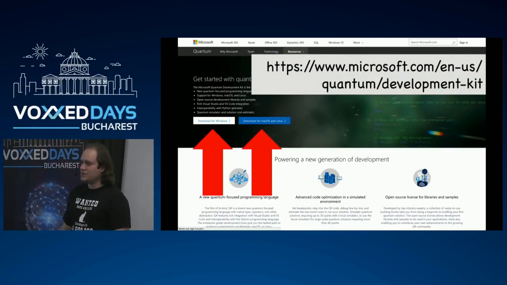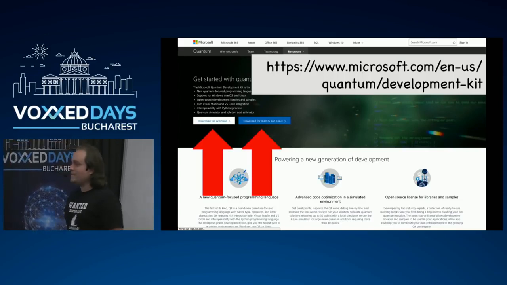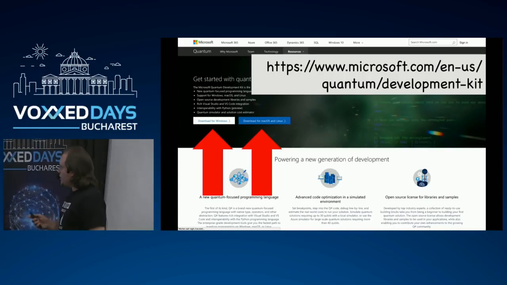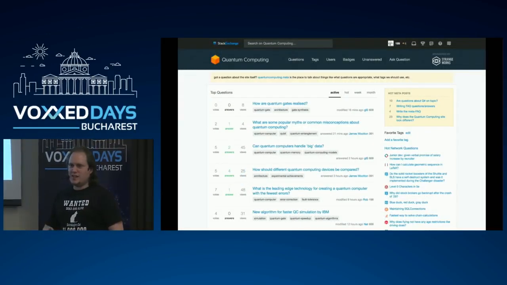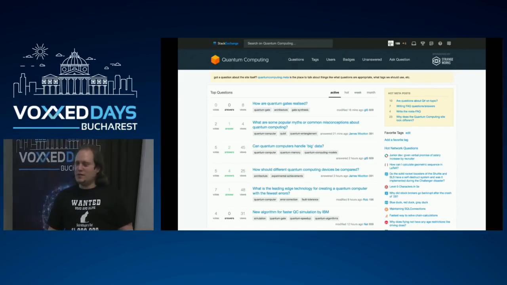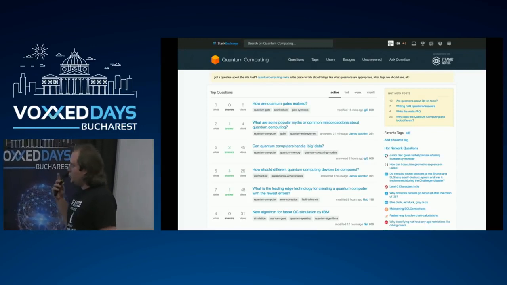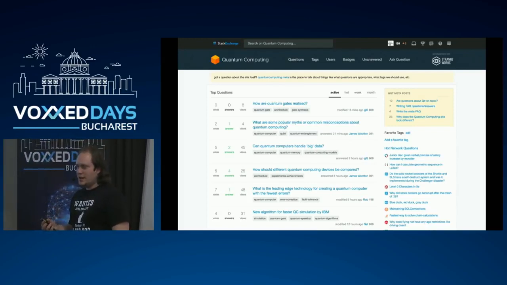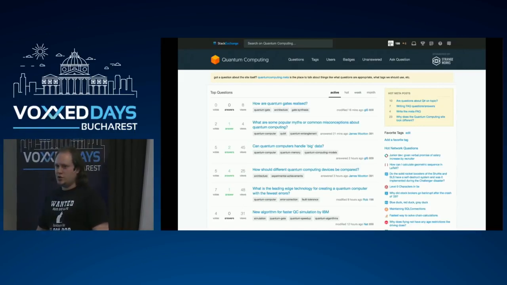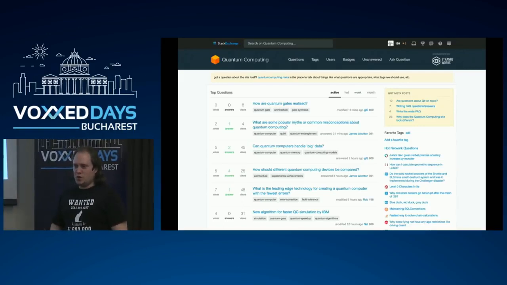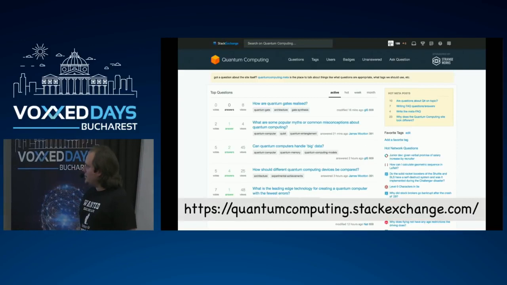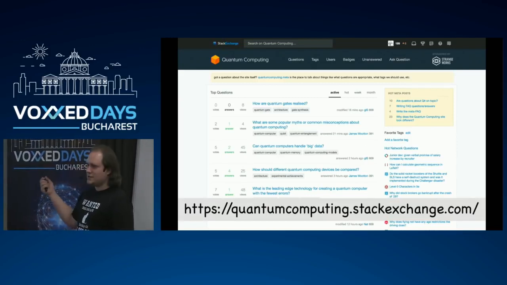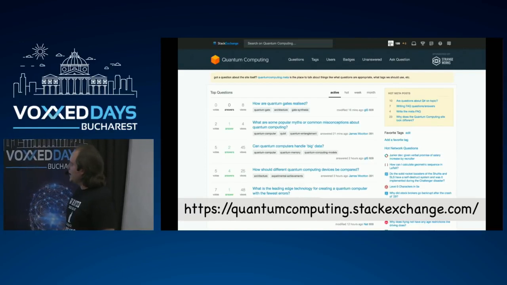If you want to take pictures, now would be the time. And also, about 1.5 weeks ago, Stack Exchange, who run this tiny site called Stack Overflow, you may have heard of, opened a private beta for a quantum computing site. Now, it's a private beta, so you can only join by invitation. If you want to join, let me know. I can get an invitation to you. The site is at this address, of course.